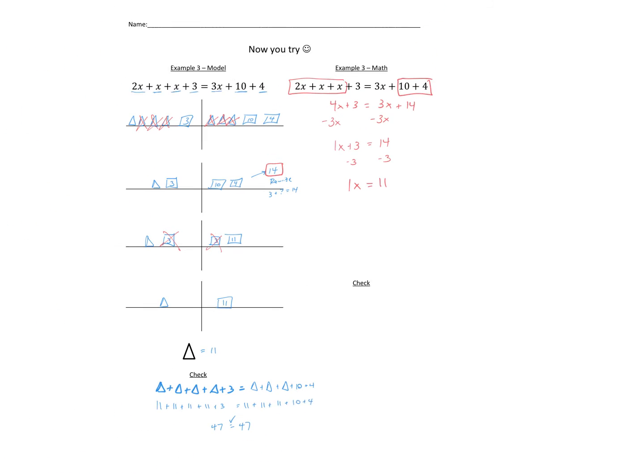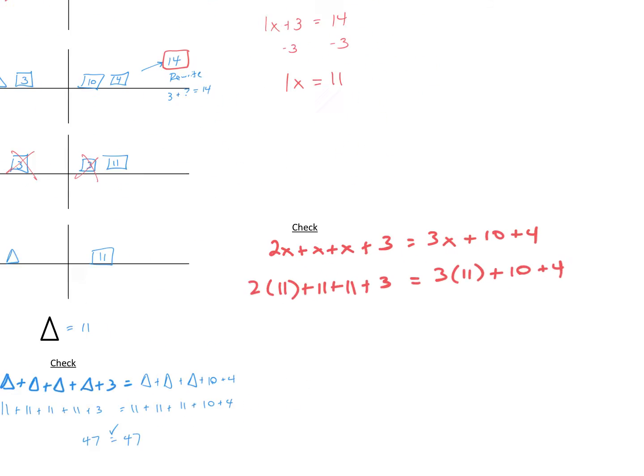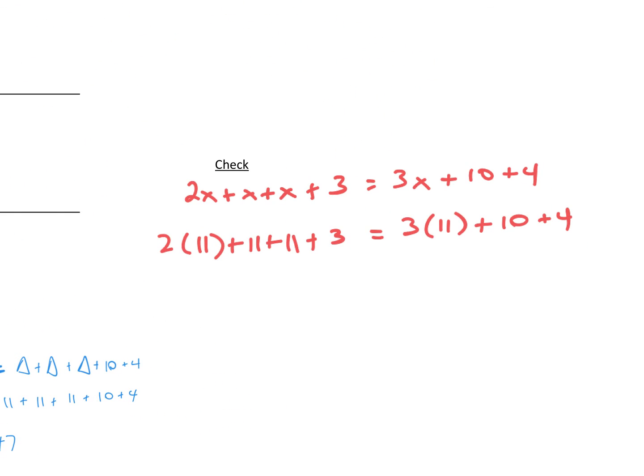Then we check. Start with the original equation, 2x plus x plus x plus 3 is equal to 3x plus 10 plus 4. Plug in your solution, so 2 times 11 plus 11 plus 11 plus 3 is equal to 3 times 11 plus 10 plus 4, and then use a calculator to check. 2 times 11 is 22, plus 11 is 33, plus 11 is 44, plus 3 is 47. 3 times 11 is 33, plus 10 is 43, and then 43 plus 4 is 47.